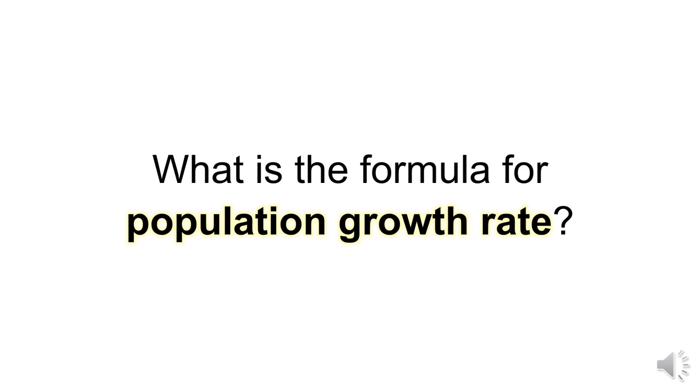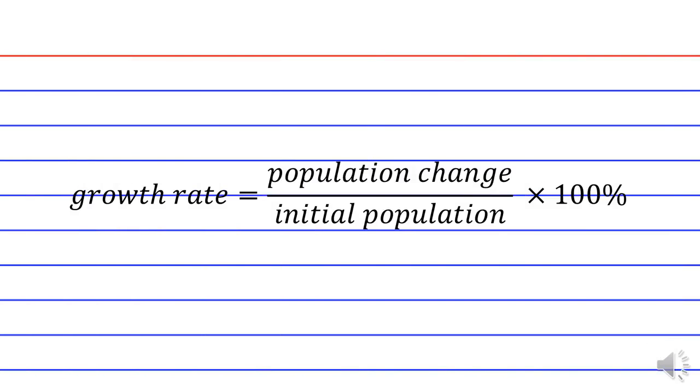What is the formula for population growth rate? So what is this formula? Growth rate equals population change over the initial population times 100%. So here are a few things to know. Population growth rate is expressed as a percentage. Then population change would basically include births, deaths, emigration, and immigration.